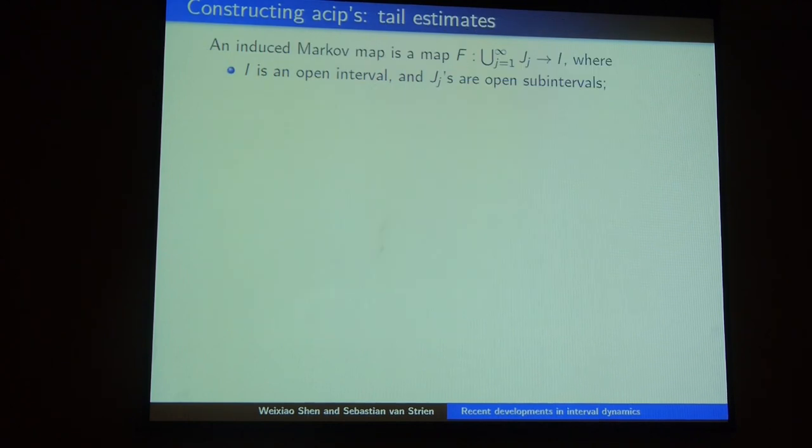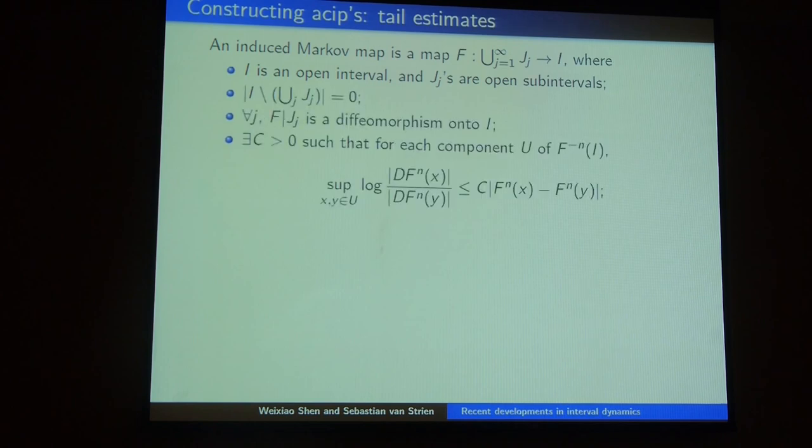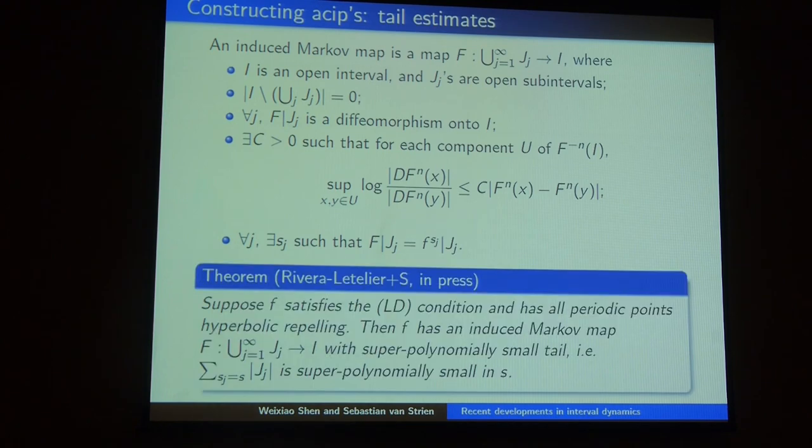So the inducing map is just like this. It's a map defined almost everywhere in our open interval. The domains are open subintervals of I, and each branch is a diffeomorphism. It has this kind of bounded distortion property, which guarantees that capital F has an ASIC. It's induced by small f, that means each branch is an iterate of small f. Then the best thing we can get is to construct an induced Markov map. Moreover, we not just show its summability, we can show much better tail estimates. Actually, this will enable us to get a finer description of the statistical properties of the system.